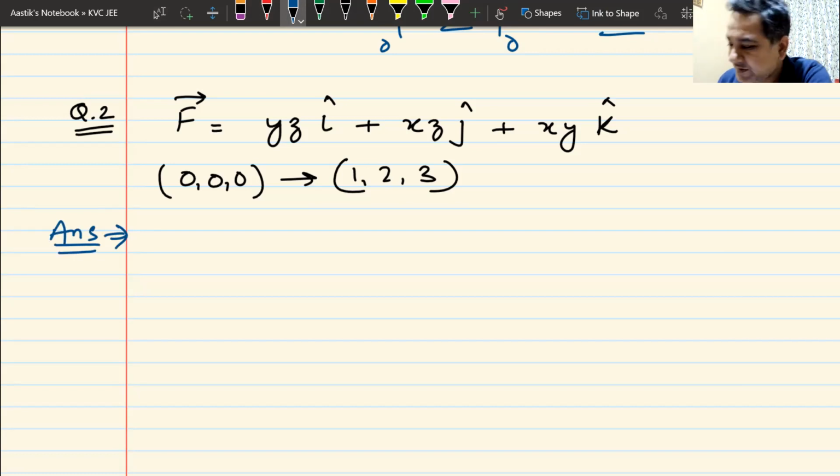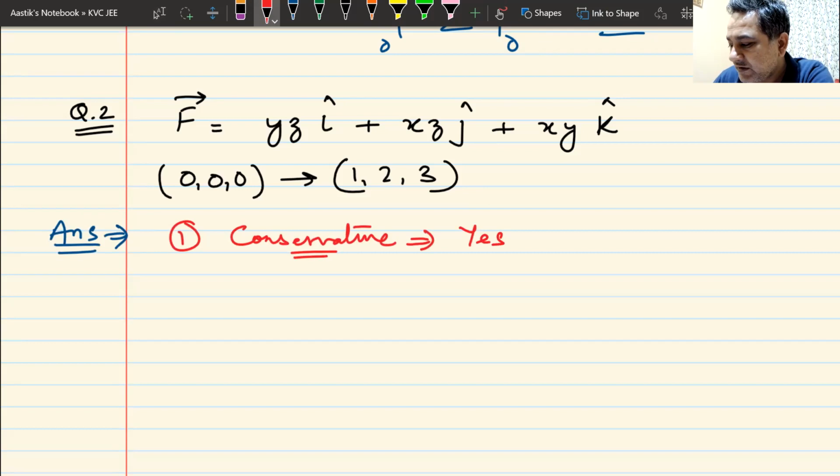Yes, how did you do it? What is step number 1? First, find out whether the force is conservative or not. I hope you have done that test. Yes, sir, this would have passed the test. You will find out that this force is conservative.